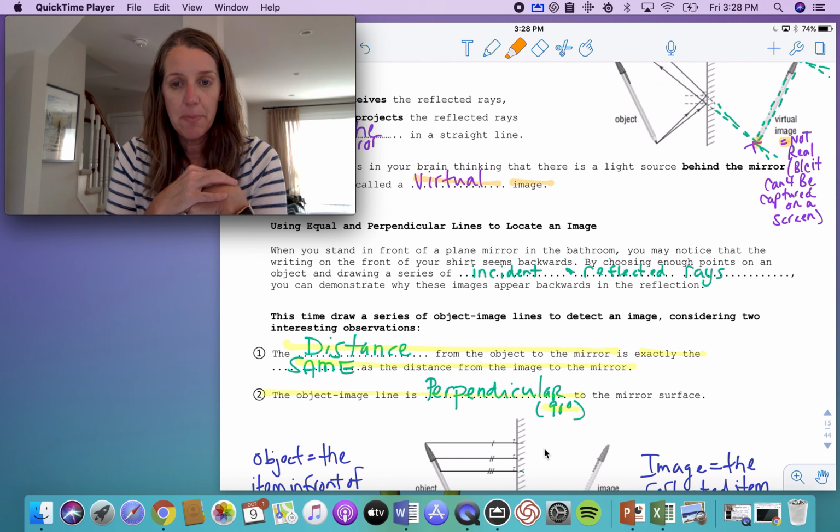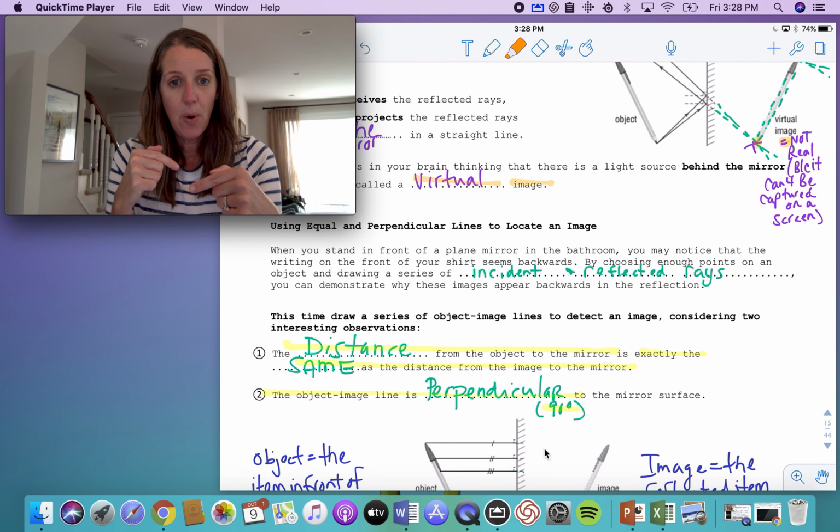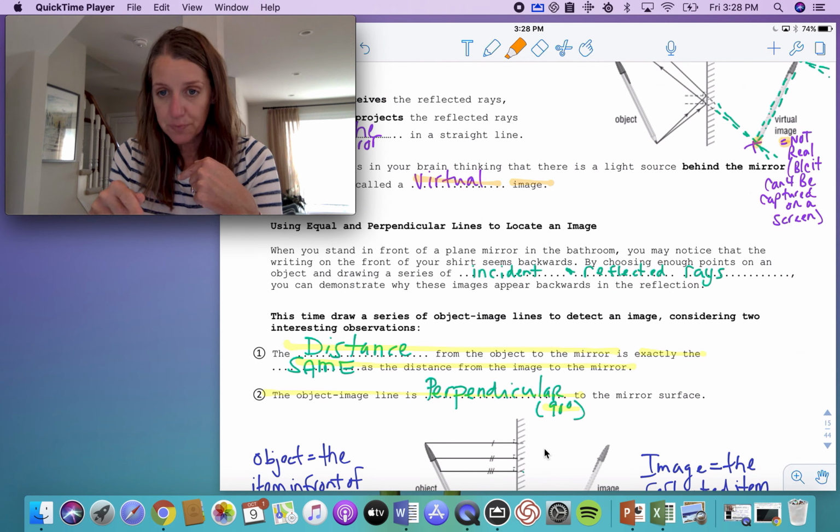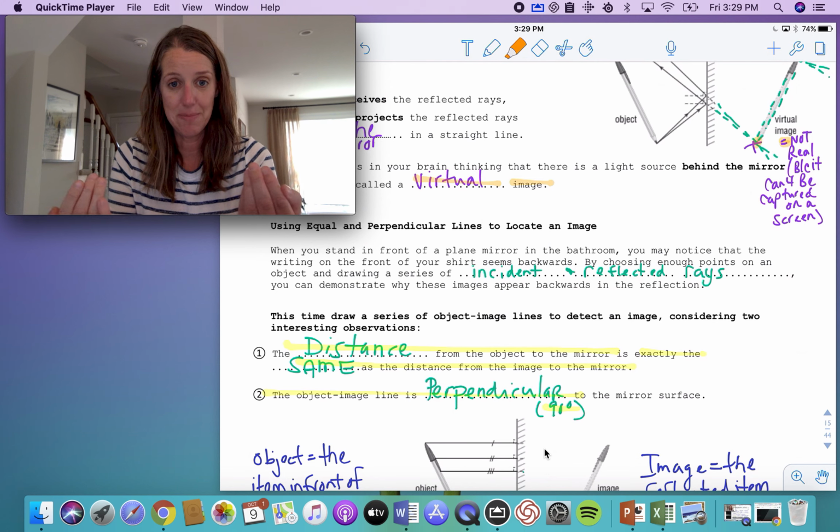So when you stand in front of a plain mirror in your bathroom, you may notice that the writing on the front of your shirt may seem backwards. By choosing enough points on that object and drawing a series of incident and reflected rays, you can actually demonstrate why these images appear backwards in the reflection. They are behind the mirror.